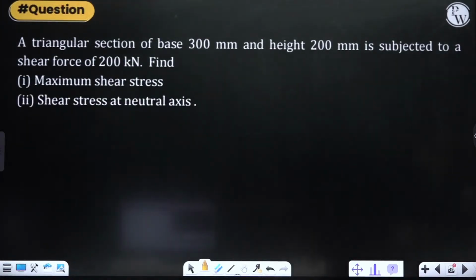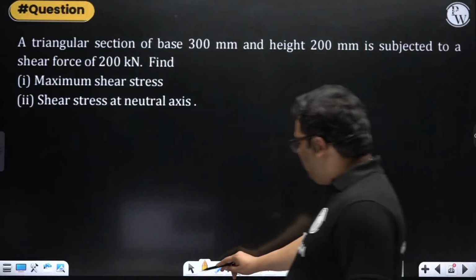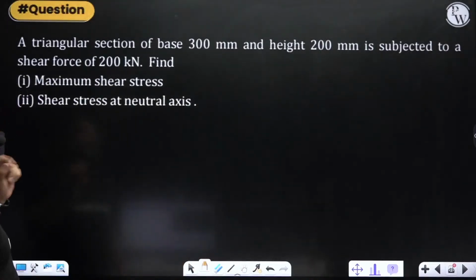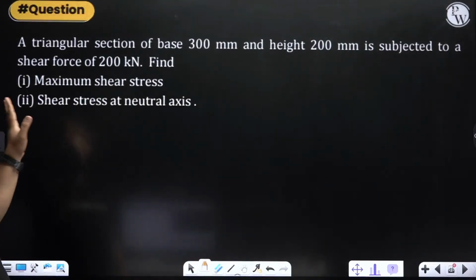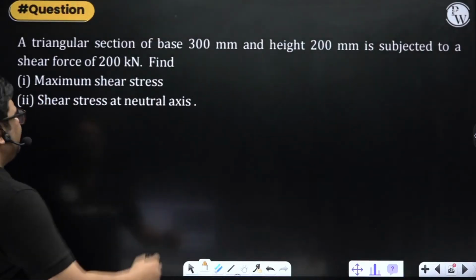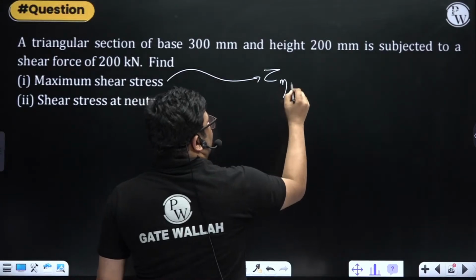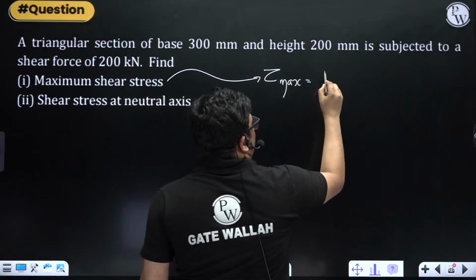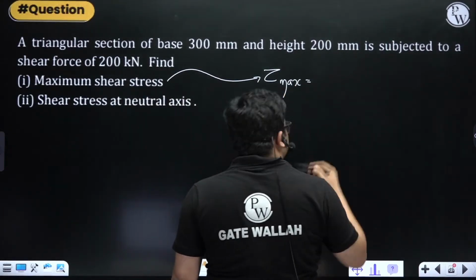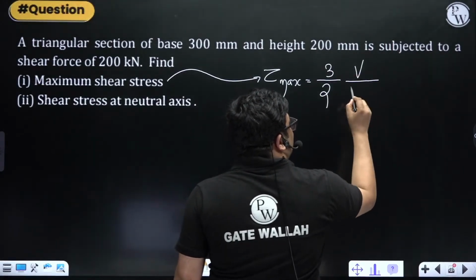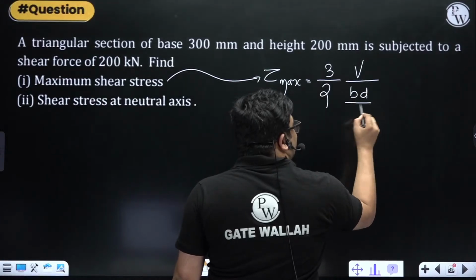Now we will solve from triangular section also. So a triangular section of base 300 and height 200 is subjected to a shear force of 200. Find maximum shear stress. Maximum shear stress we get where? At the mid one, right? And that is how much? 3/2 of average. And average was what? It was BD by 2, right?